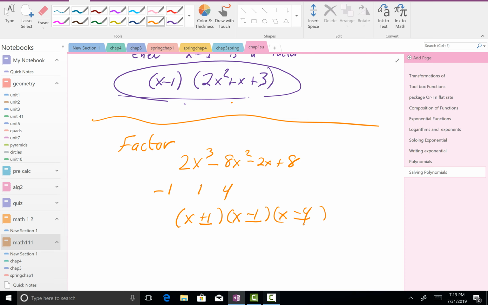Okay? That's called the factor theorem. So if you get 0 for a remainder, you're good to go. If not, then it's not a factor. You just move on. You don't worry about that. They're going to ask you some questions like that. Okay?